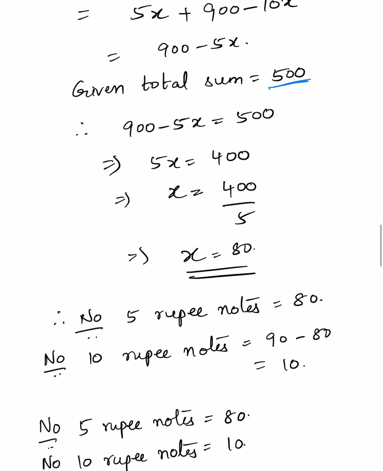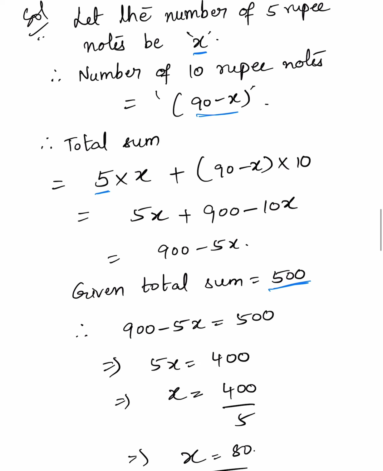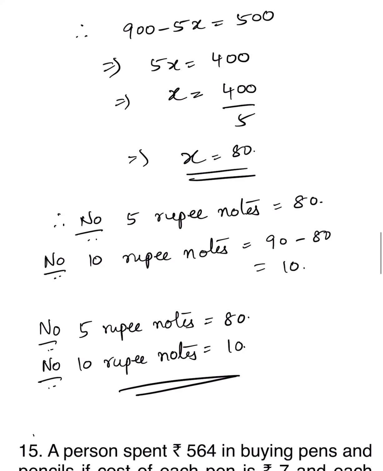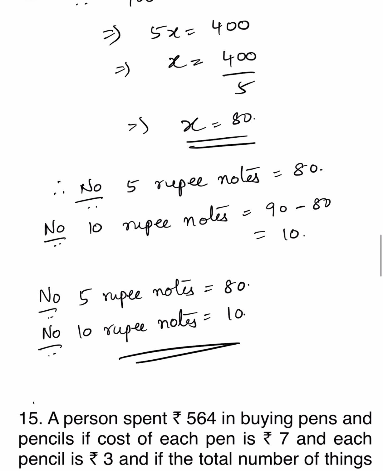So we have assumed that the number of 5 rupee notes is x. That means the number of 5 rupee notes equal to 80. So the number of 10 rupee notes is 90 minus 80, 10. So the number of 5 rupee notes is 80. The number of 10 rupee notes is 10.